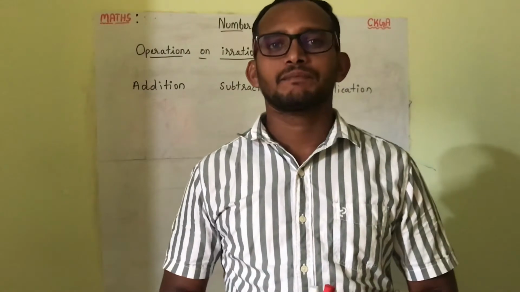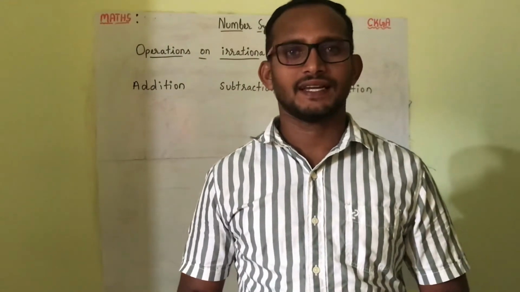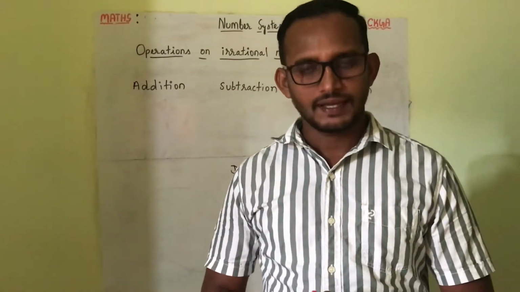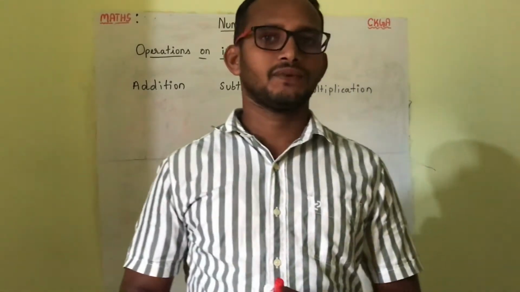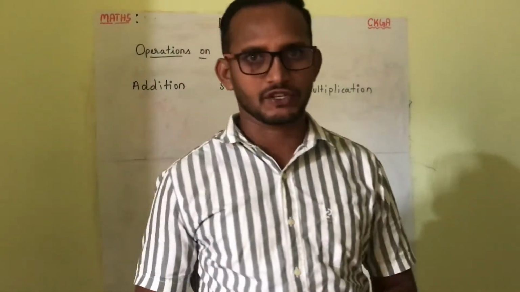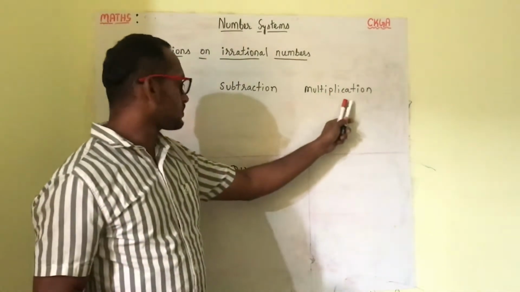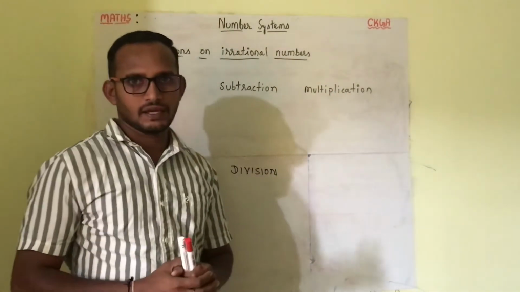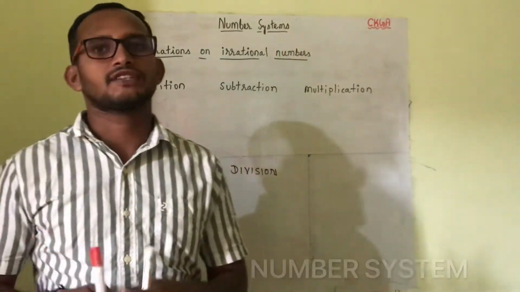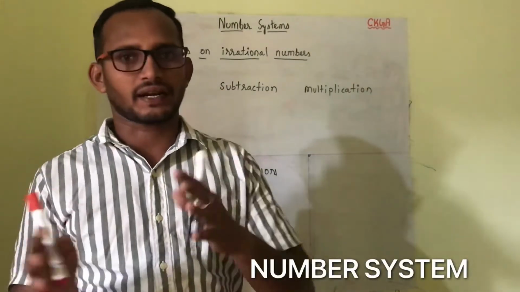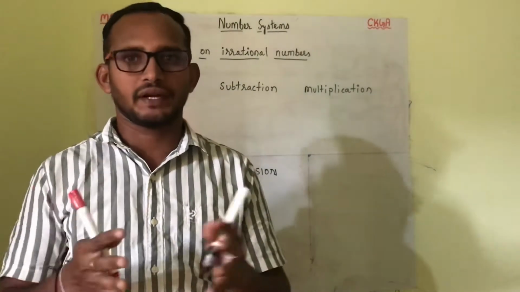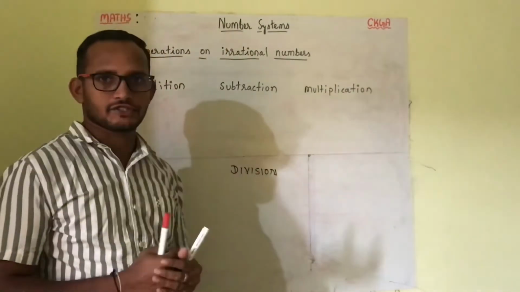Today's session we are going to learn about operations on irrational numbers. A concept that comes under the ninth standard number system. As we know, there are four fundamental operations: addition, subtraction, multiplication and division, and let's learn in detail how irrational numbers can be operated with respect to these operations.